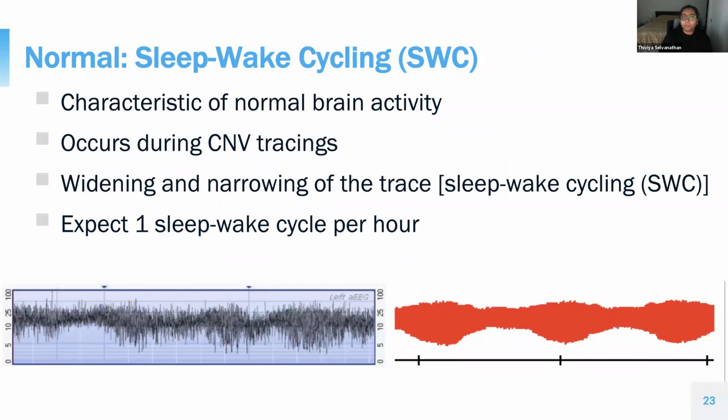We're now going to move on to another normal pattern, and this is sleep-wake cycling. So this is also characteristic of normal brain activity, and it occurs during continuous normal voltage tracings. And what you have is periods where the tracing is wider and then gets narrower, wider and narrower. So you have widening and narrowing of this trace, and that's called sleep-wake cycling. And you can expect to see one sleep-wake cycle per hour.